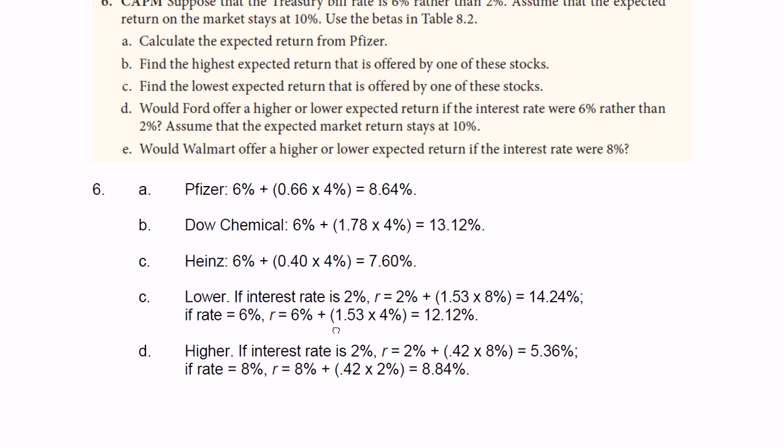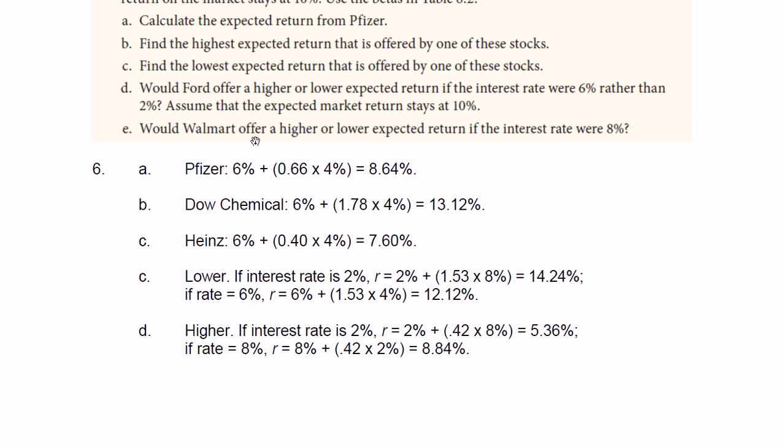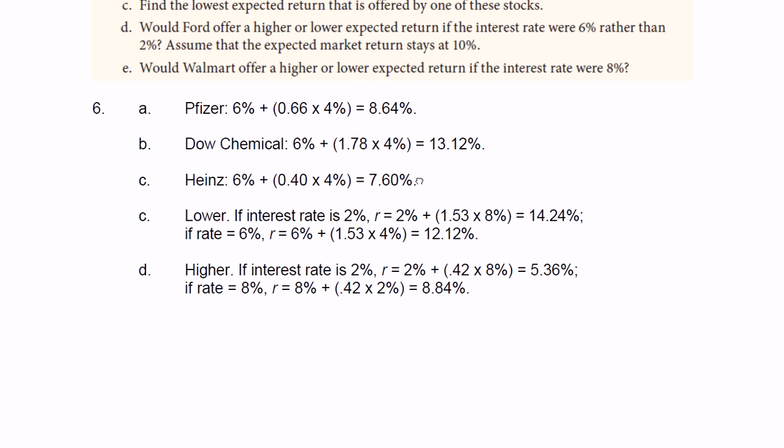So it's lower. And would Walmart offer a higher or lower expected return if the interest rate were 8%? So it's higher. We use the same calculation: risk-free rate plus beta times 10 minus 2, and risk-free rate plus beta times 10 minus 8.